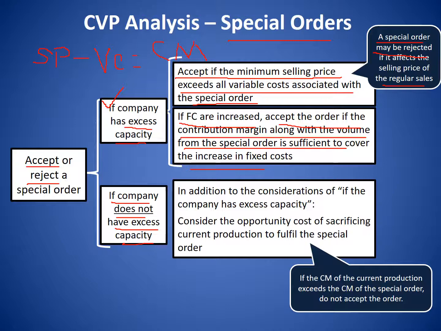Now, if the company does not have excess capacity, that's an indication that if we accept this order, we're going to have to give up existing productions. One or the other has to go.